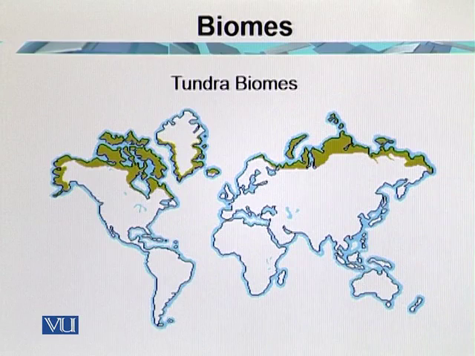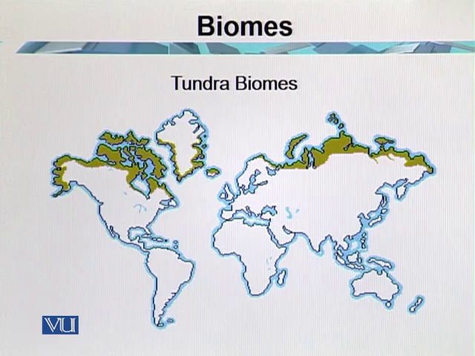Now these are the areas which are under the tundra type of biomes. So this type of region belongs to the northern part of North America and most of the Siberian region. Siberia belongs to the Russian Federation, in the northern part of the Asian continent.